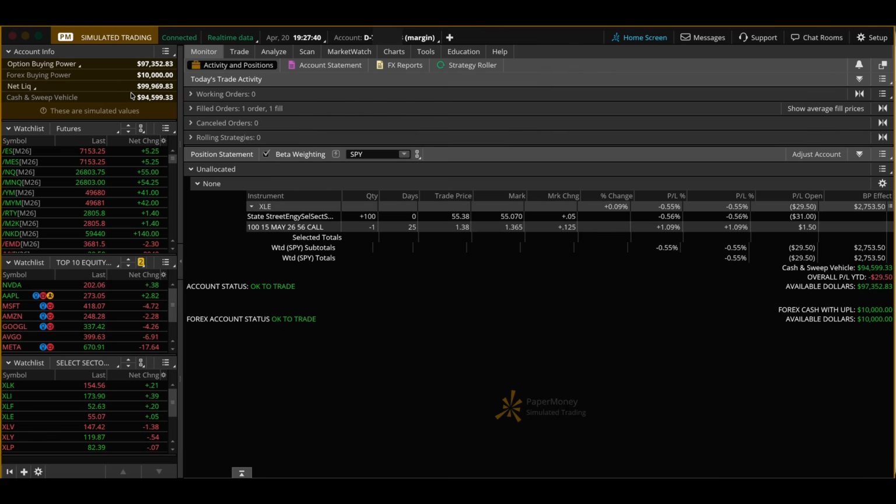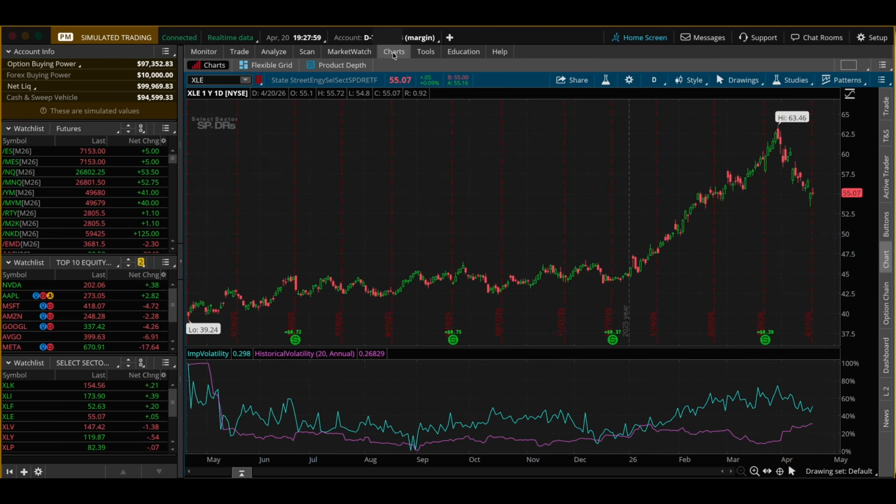And I wanted to start with a trade in XLE whereby I purchased 100 shares of XLE at the current market price and sold a slightly out of the money call option against those 100 shares to begin to establish some positions in this portfolio. So let's talk about it. Let's head over to the charts section here where I have XLE populated in the charts tab.